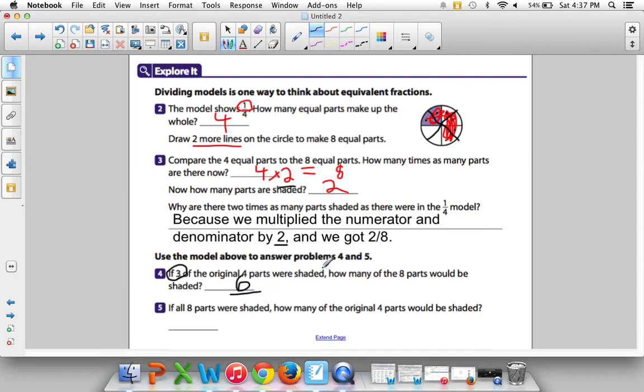is 6. If all 8 parts were shaded, how many of the original 4 parts would be shaded? So now they're asking us to look at this 8-part circle you made. What if everything was shaded in there? All 8 were shaded. How many would be shaded in the 4-parter? Well, that's actually very easy. If they're all shaded in the 4-piece circle, how much is that? 1, 2, 3, 4. No problem. Let's move on.